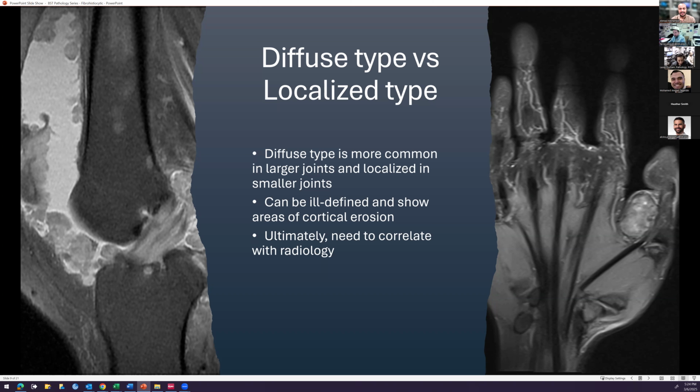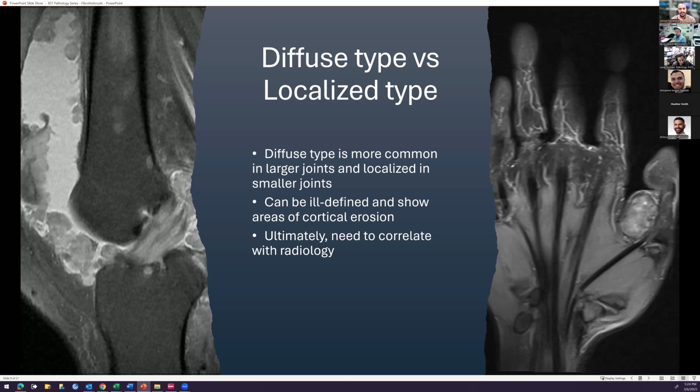Some helpful features you can look at: the diffuse type tends to be more common in larger joints, usually the knee is the most common spot. Localized type is more common in smaller joints. You can have either in either type, but it's more common to see one way or the other. Both of these can actually have some areas of cortical erosion, so you can get a little bit of erosion of the underlying cortex of nearby bone. And ultimately, you want to correlate with radiology.